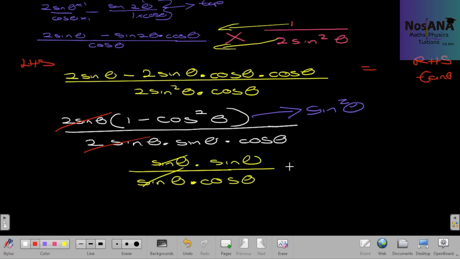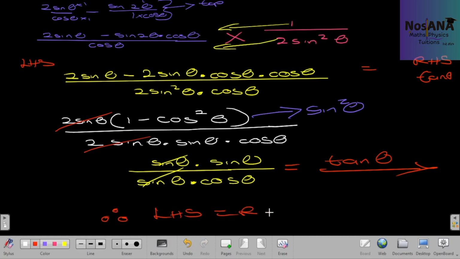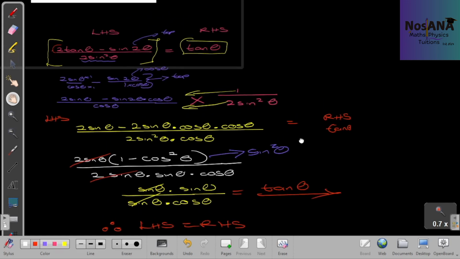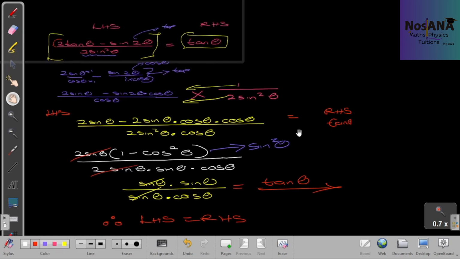We are going to have sine theta over cos theta, and that is equal to tan theta. You see that? Therefore, LHS is equal to RHS. Alright, so do you see that? It's very simple. My advice when it comes to these questions is that you write it in pencil, and you take it step by step. You don't just rush through it, messing up your page. This is like a work of art, so you have to enjoy doing it.